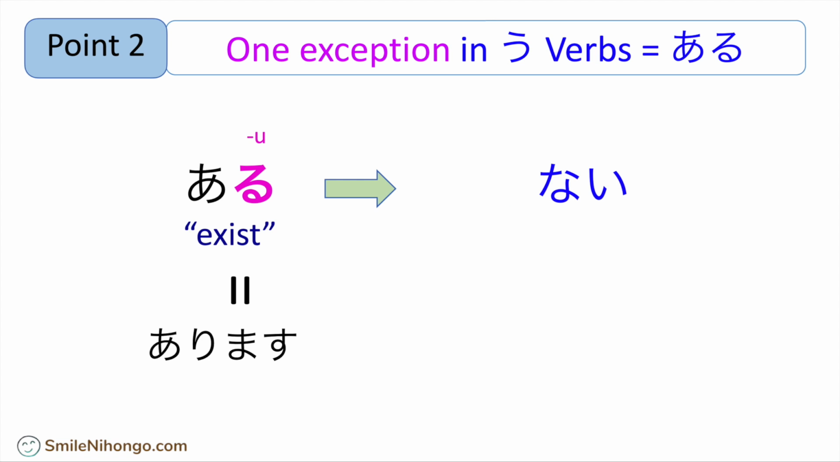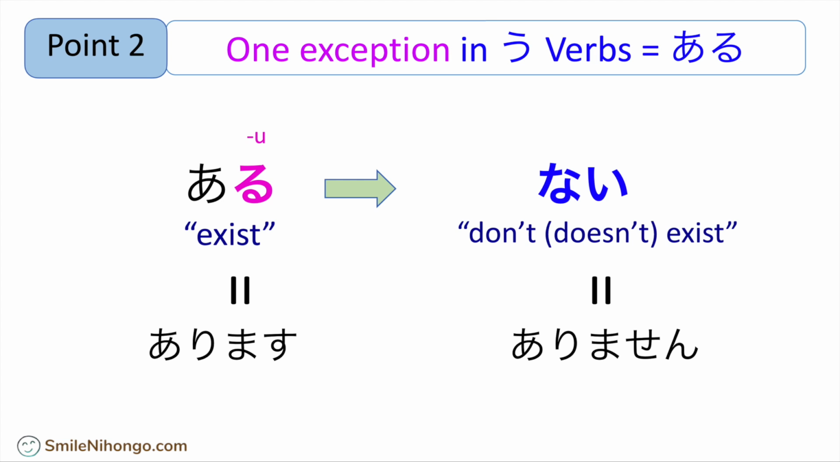This is ない. So the verb exist, ある becomes ない in the negative form. This ない is the plain form equivalent of ありません, don't exist or doesn't exist.